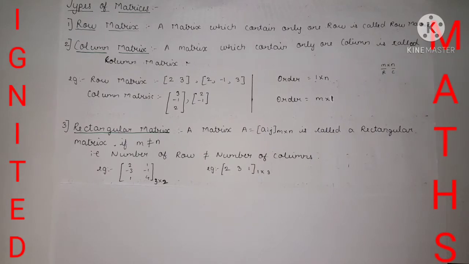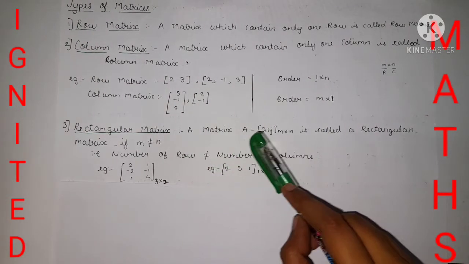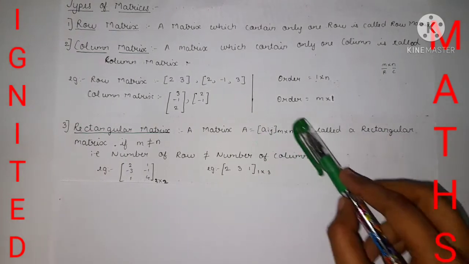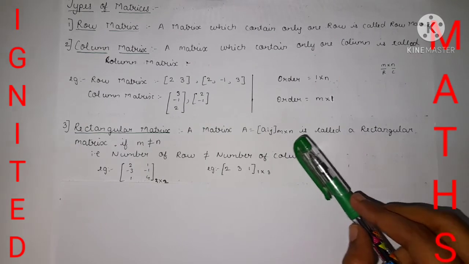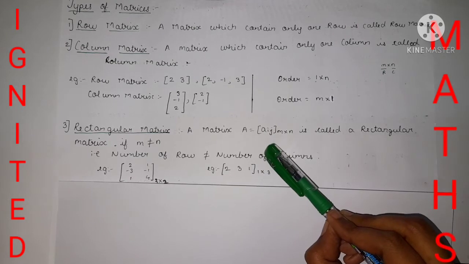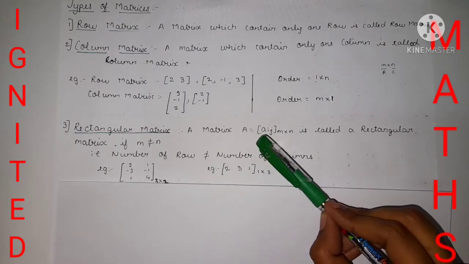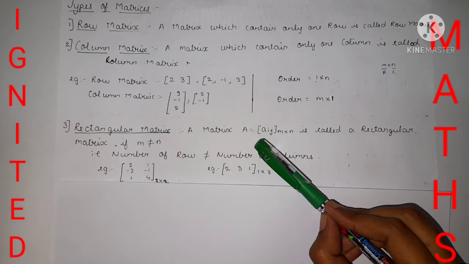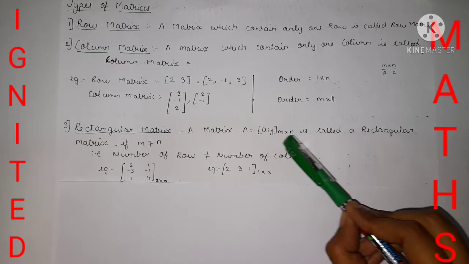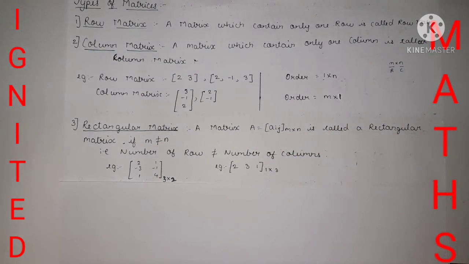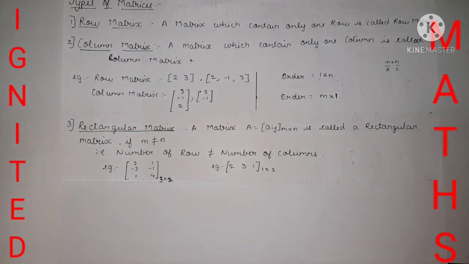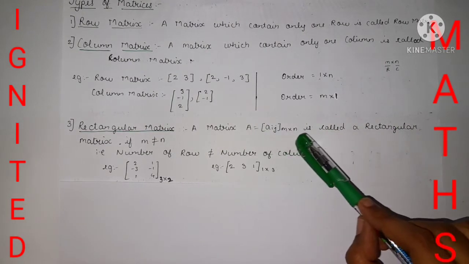The next type is the rectangular matrix, in which a matrix A equals Aij of order m cross n is called a rectangular matrix. Let me explain Aij m cross n. A represents the element, i represents the row, and j represents the column. The element should be placed at the respective row and the respective column. This is what the Aij term says. It should be placed in m cross n, which is the order of the matrix, where m determines the number of rows and n determines the number of columns.